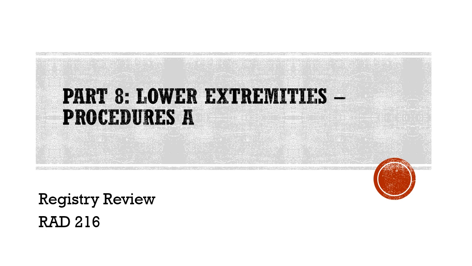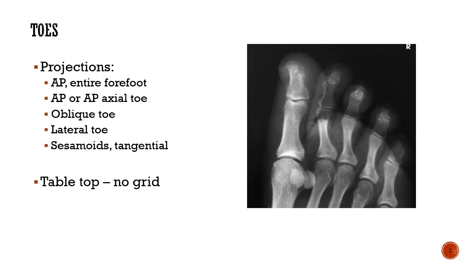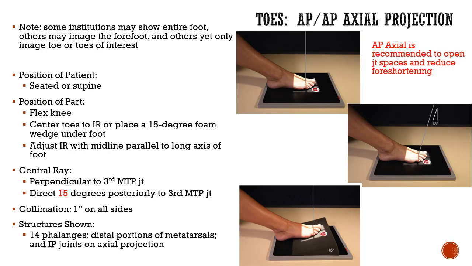Hello, this is a video lesson on the procedures of the lower extremities. The projections we're going to take a look at for the toes are the AP projection of the entire forefoot, the AP or AP axial toe, oblique toe, lateral toe, and the sesamoid specifically, which are tangential projections. We're going to perform these all tabletop with no grid.